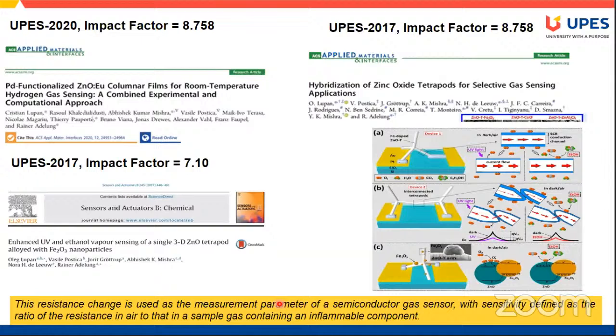And as computational scientists, we look at how your dopant is going to interact with our metal oxide tetrapod nanoparticles. And once it does, if we can predict that a particular molecule is capable of changing the resistance of your system, it means that that material is capable of sensing.